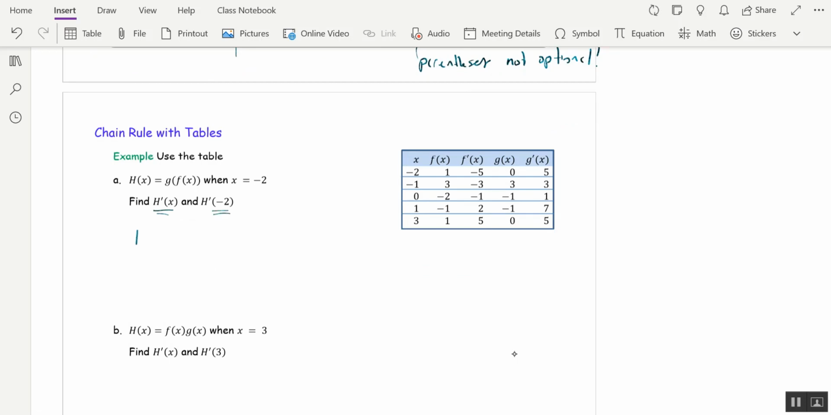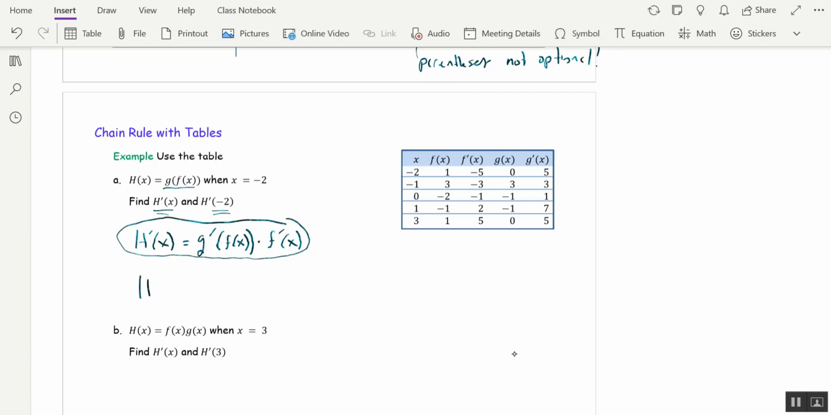So for this first one, h prime of x, we see h is a composition. It's g of f of x. So we want the derivative of the outside, that's g prime, and we leave the inside alone, f of x. And then we multiply by the derivative of the inside function, which is f prime of x. So that's my first answer.